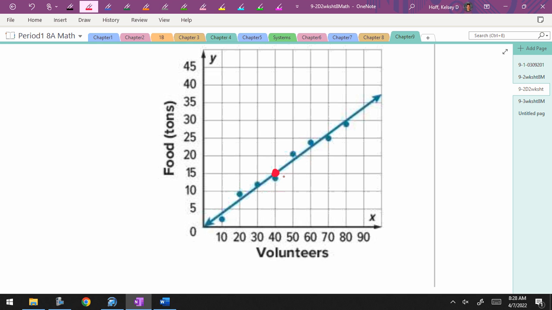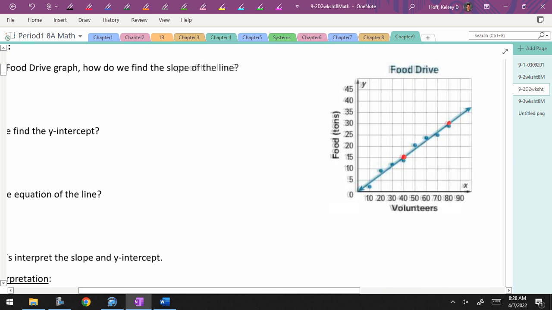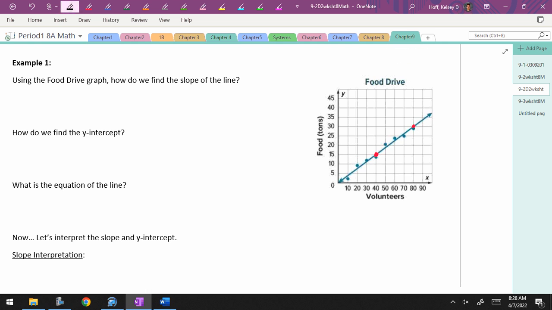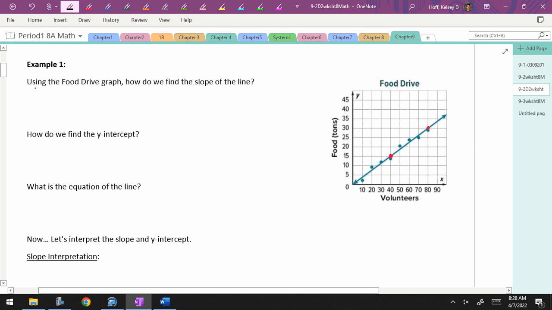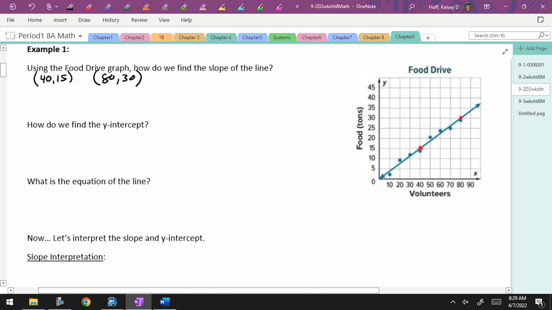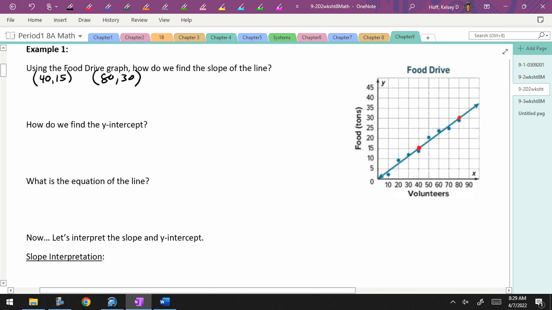What was your other one, Tone? 80, 30. But is that on your line? Look on your paper. Is it on your line? No. Okay, I like the 2 that Sarah and Tone set out for us. So we're going to write down, Sarah said 40, 15, and Tone said 80, 30. In order to find the slope, we have to find 2 points, which now we have.